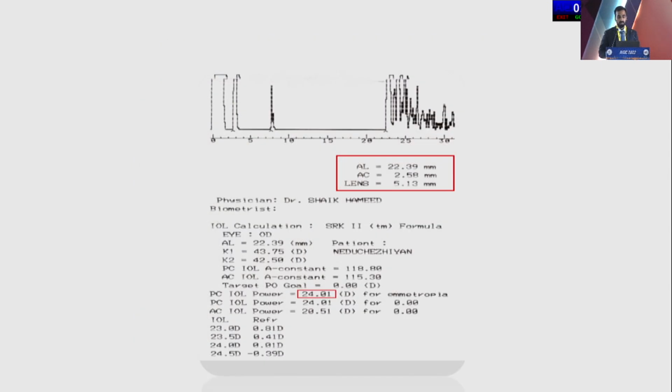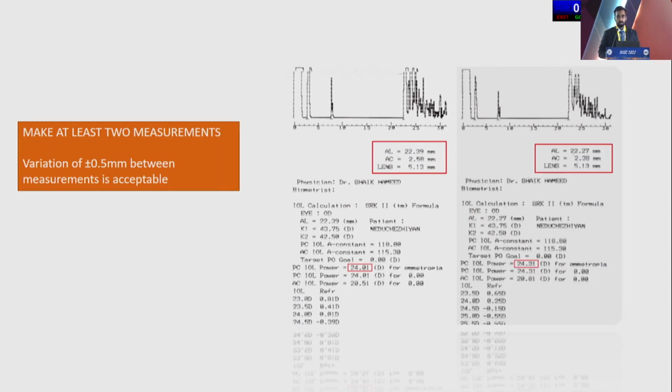So again, this is a very typical A-scan, which is a good measurement. We see the high amplitude spikes, and all the 5 spikes are very well seen here. And make at least 2 measurements. Multiple measurements are more ideal. A 0.5 mm variation between 2 readings is acceptable, but one should aim for at least a 0.2 mm variation between multiple readings.